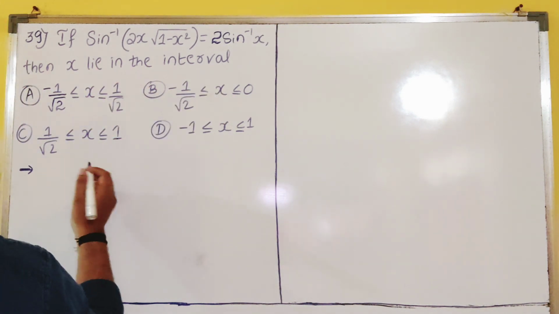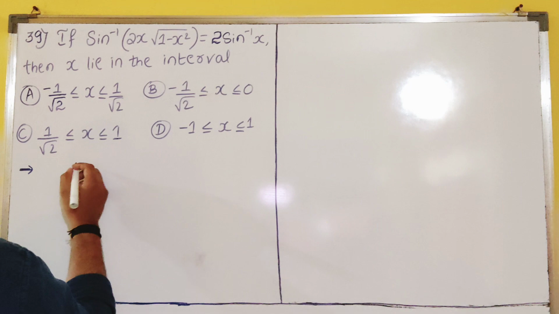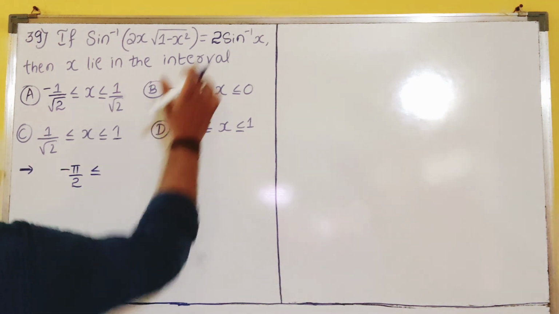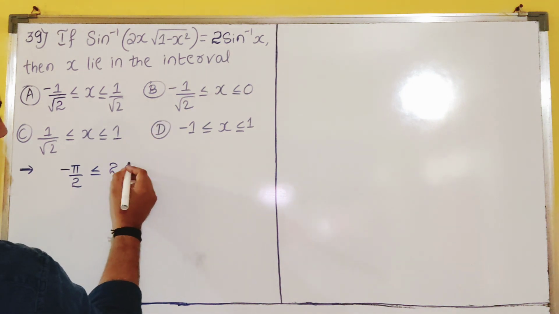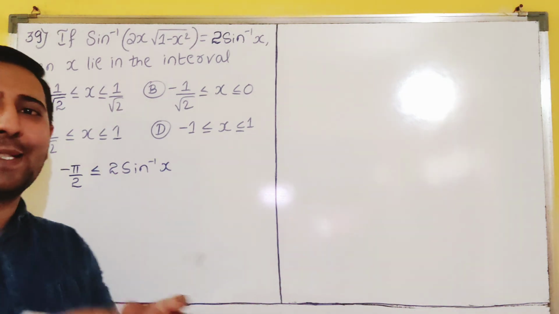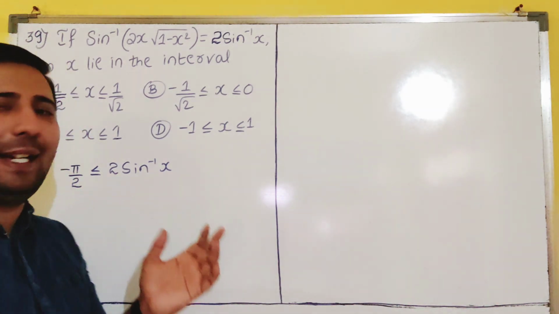Now see, very easy. What is the sine inverse range? That is minus pi by 2 to pi by 2. Just now I told minus pi by 2. Now see here, 2 sine inverse x is there. Sorry dear students, 2 sine inverse x. Instead of sine inverse I said tan.